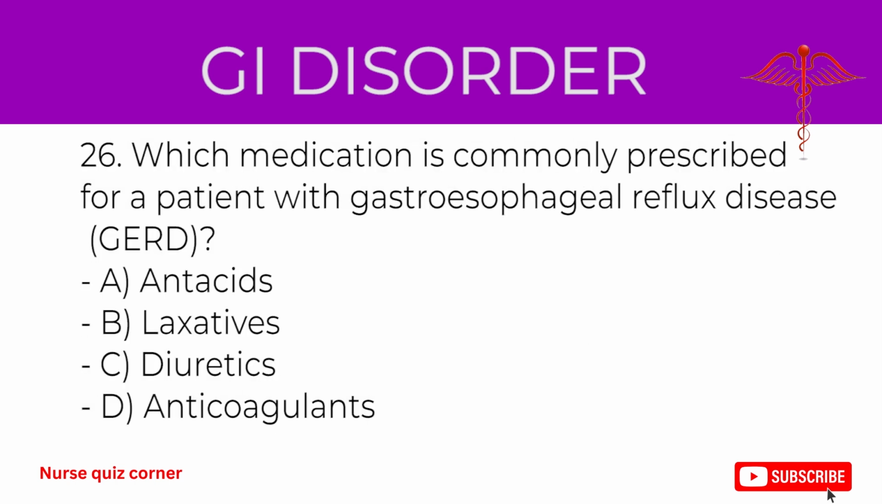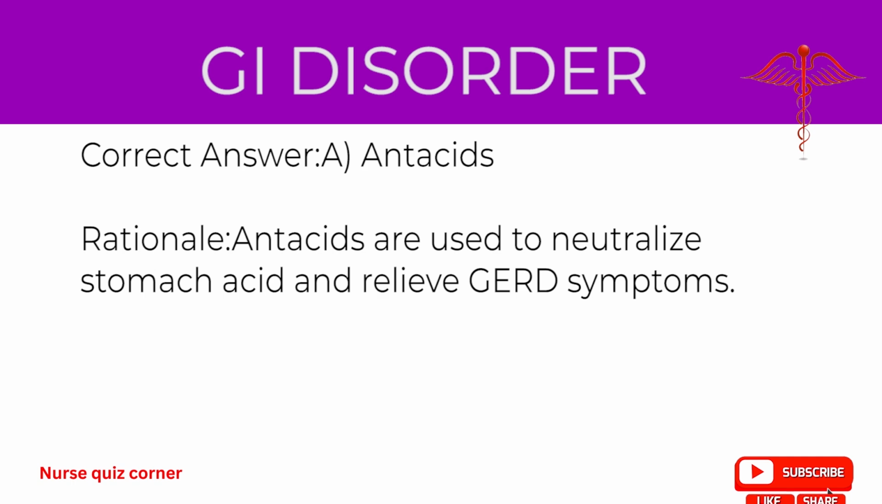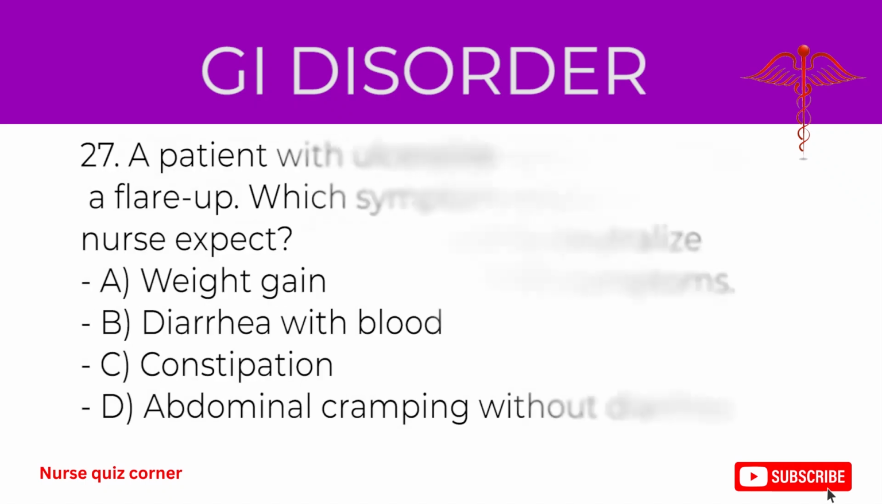26. Which medication is commonly prescribed for a patient with gastroesophageal reflux disease, GERD? A. Antacids. B. Laxatives. C. Diuretics. D. Anticoagulants. Correct answer: A. Antacids. Rationale: antacids are used to neutralize stomach acid and relieve GERD symptoms.